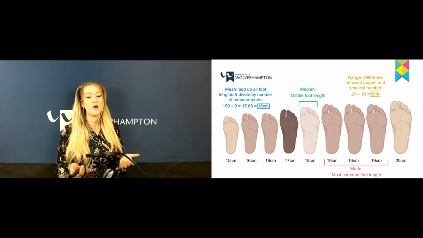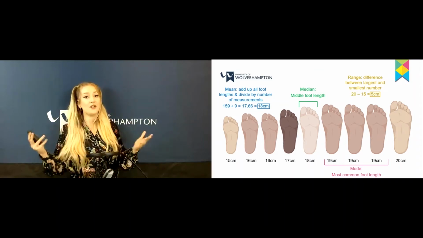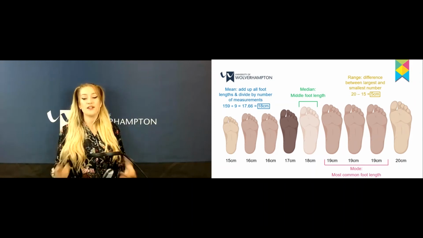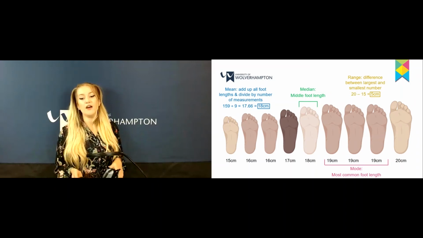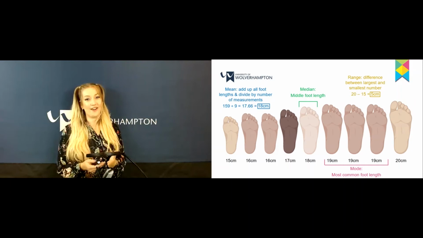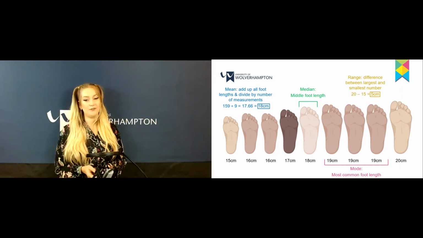Again, just to recap, the mean of our data is all our data values added up and divided by the total amount of data there. So if we look at this example I have here, I have 9 feet on my screen. So I would add up each foot measurement and then divide it by 9. And that would give me my mean.